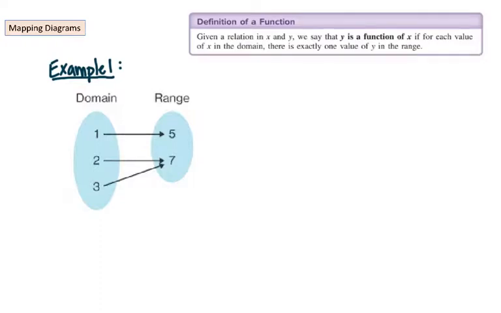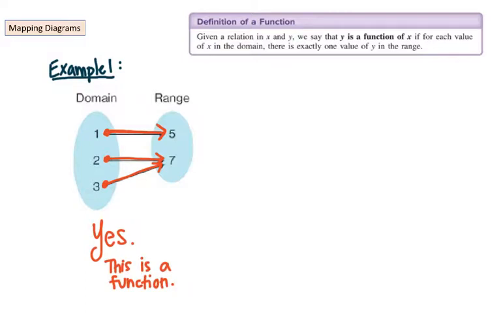Now, just as a reminder, a relation is called a function if for each input or number or value in the domain, we get exactly one output in the range. So let's look at what's happening in this mapping diagram. If we put the number 1 into the relationship, we know that 5 will come out. If we put the number 2, we know that 7 will come out. And if we put the number 3, we know that 7 again will come out. So yes, this is a function.